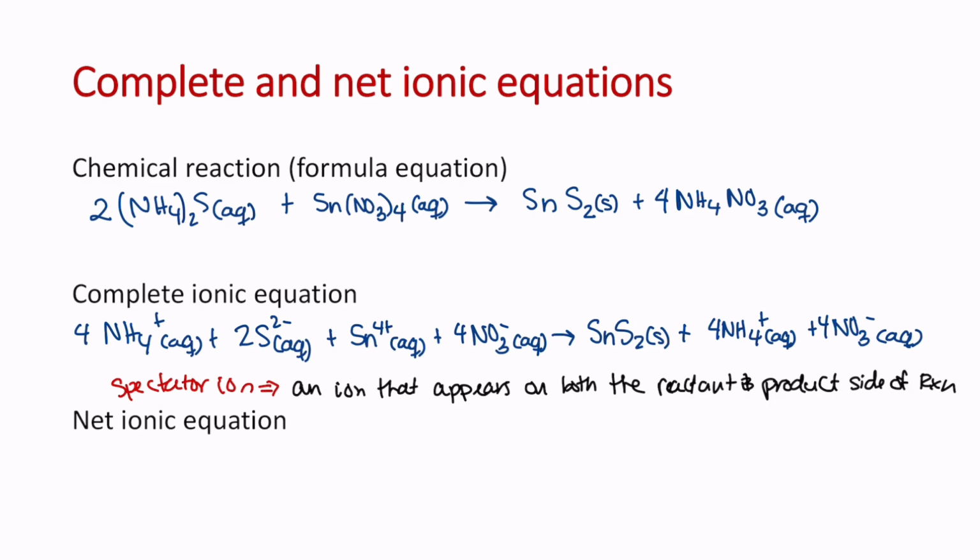So you can think of it, it's a spectator ion, it's watching the chemistry take place, it's not participating in the chemistry. Now, this is very important. You can cancel these spectator ions out only if they are the exact same on both sides of the chemical reaction. So on my reactant side, I have four ammonium. They are aqueous. My product side, I have four ammonium. So that would be an example of a spectator ion, and I can cancel those out.